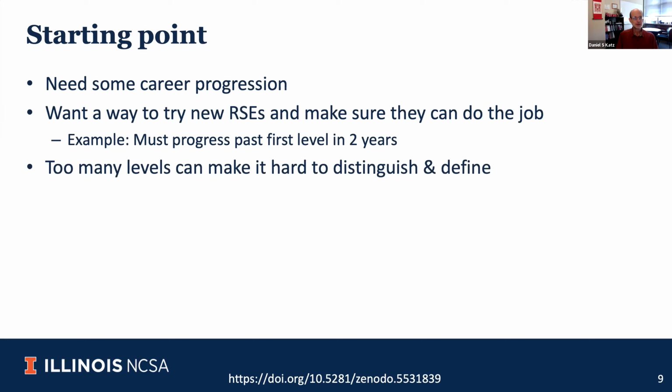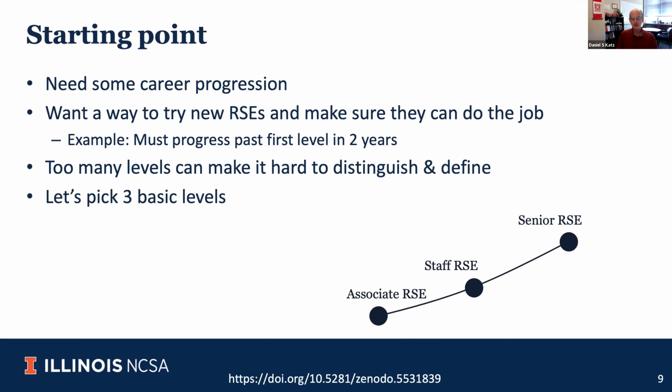Another thing is that if we have career paths that have too many levels, it makes it actually hard to distinguish between those levels. And for the group leader or for the person in human resources that has to define the characteristics of each level, this can also be very hard. So let's pick 3 basic levels as something that kind of compromises between these two different goals of wanting to have enough levels and not wanting to have too many levels. And typically, I think these are called something like associate RSE, staff RSE, and senior RSE.